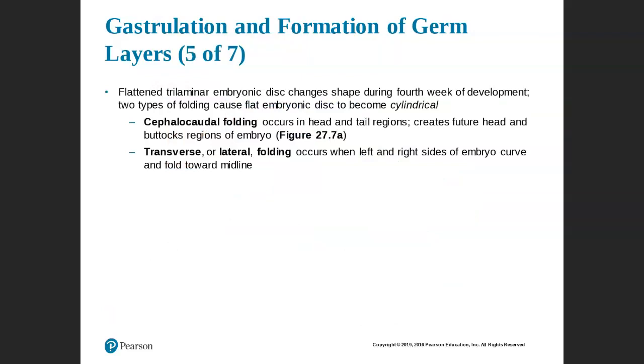So the flat trilaminar embryonic disc then changes shape during the 4th week of development. You get 2 types of folding, which cause the flat embryonic disc to become cylindrical. That's called cephalocaudal folding, which occurs in the head and tail region. It creates the future head and buttock regions of the embryo. Lateral folding, or transverse, occurs when the left and right sides of the embryo curve and then fold toward the midline.